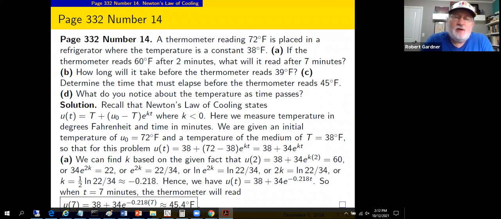Does that make sense? In detail, I don't know, but in a broad sense, it's been in the refrigerator longer than it was when it read 60 degrees. So the temperature it reads should be lower than 60 degrees. It satisfies that. If this was bigger than 60, something's obviously wrong. I could still have potentially done something wrong, but it's not obviously wrong. This is a reasonable answer in line with the fact that after 2 minutes, it was at 60 degrees. After 7 minutes, it's cooler still. At least we got that going for us. That takes care of part A. We'll carry this little function along with us.